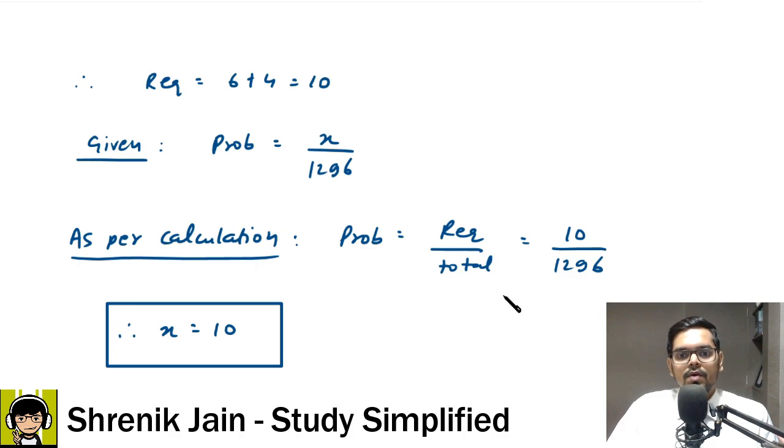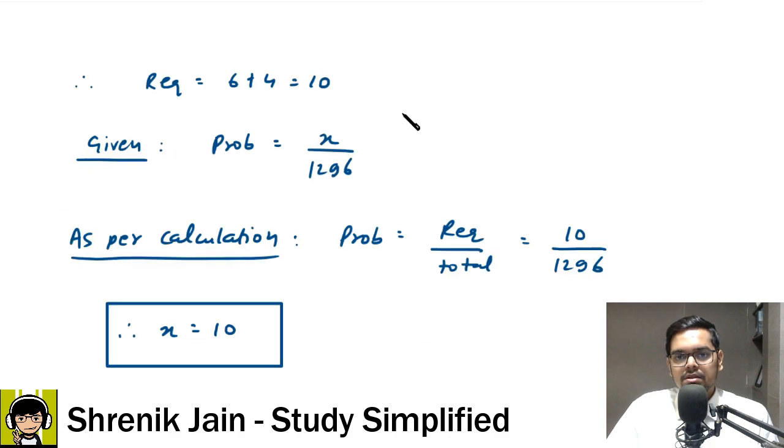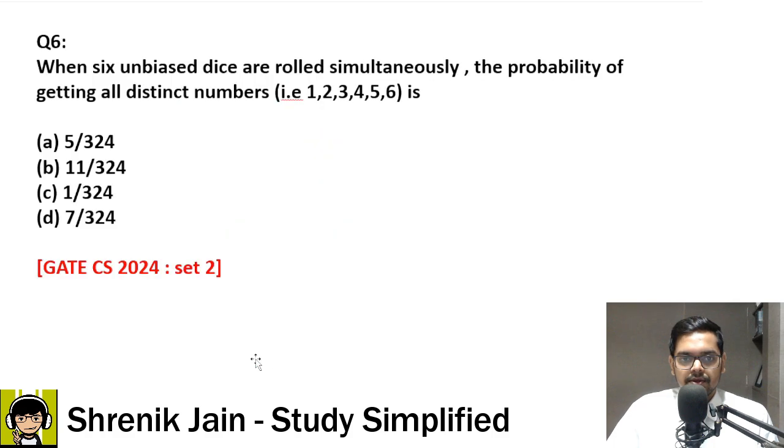So probability is requirement by total, 10 by 6 to the power 4, which is 1296. The given thing was your probability comes out to be x by 1296. So if I do the comparison as per the given, probability comes out to be x by 1296, and I solved and I got 10 by 1296. So just compare the numerator, you will get x is 10. That is the answer. Easy, isn't it so? So two things were there, probability concept and the permutation concept to get the answer. To the next question and the final question.